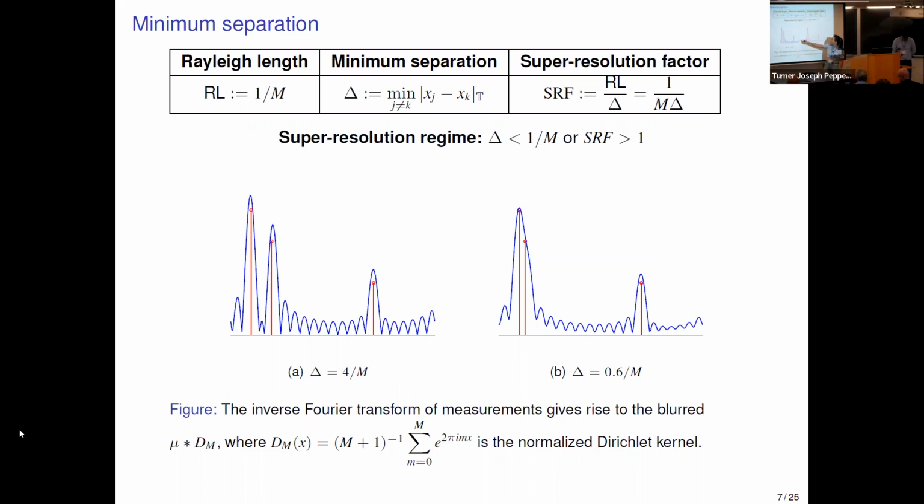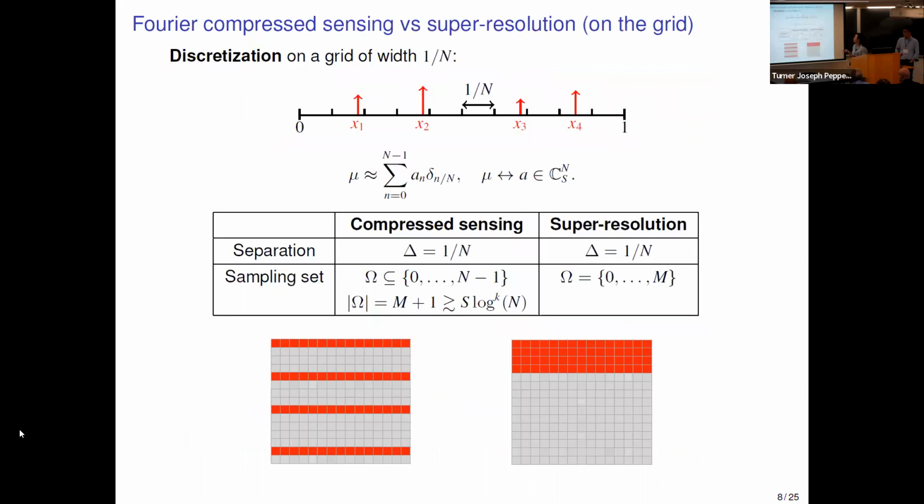Fortunately, when the point sources are well separated, as in the left figure, we can easily find these three point sources. But if two of them are closely spaced, then we get confused and only get one peak in the inverse Fourier transform. So you can see that the problem is difficult when the point sources get very close.